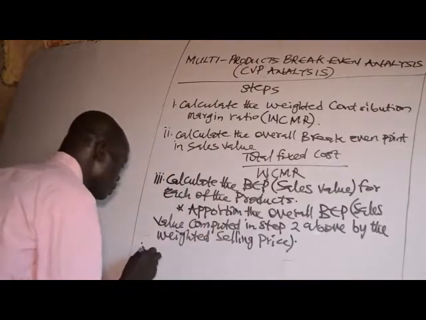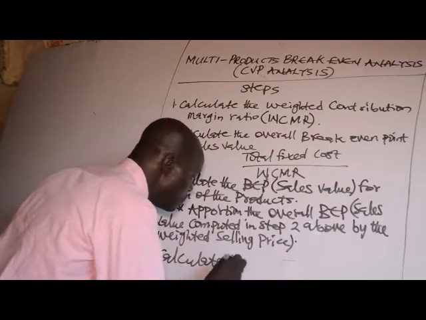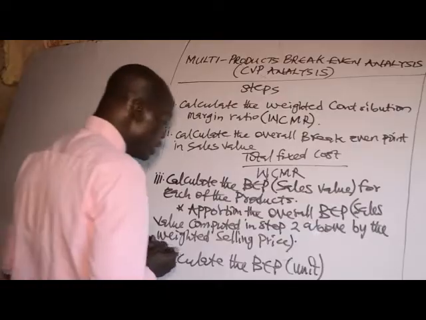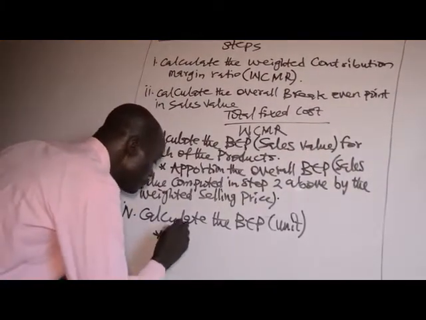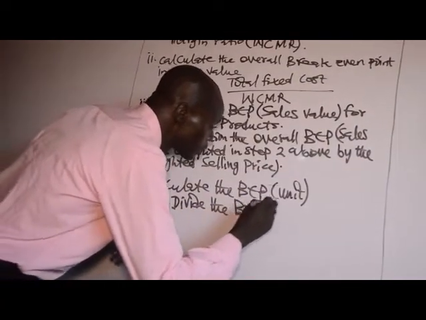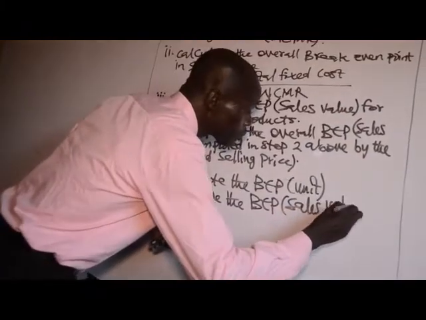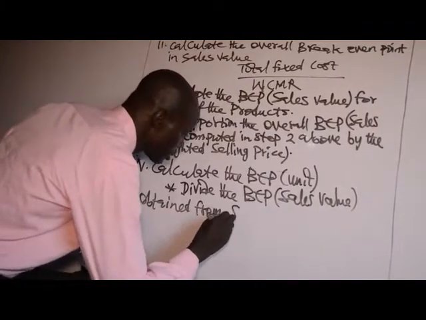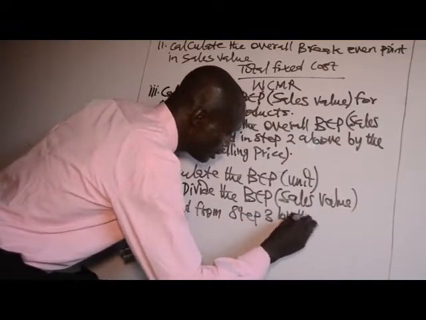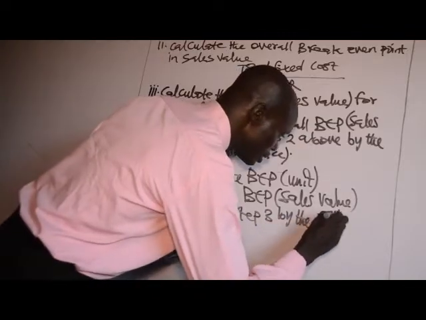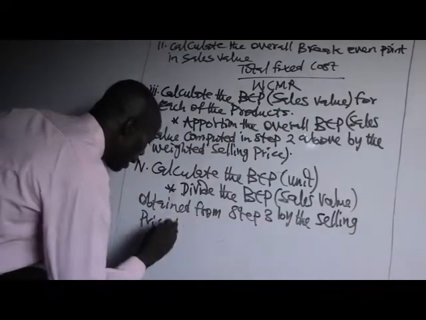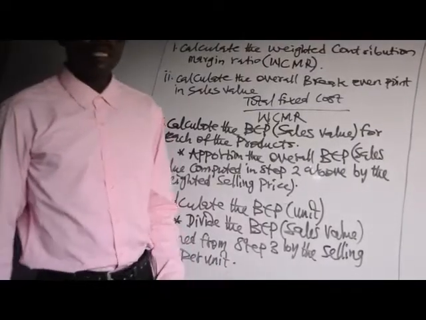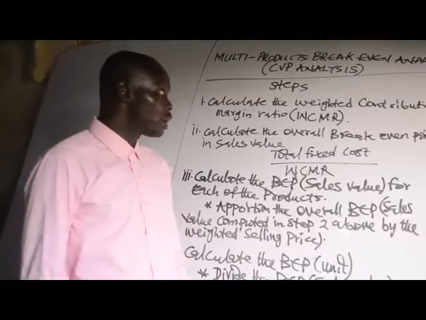Step 4: Calculate the BEP in units. To calculate the BEP in units, divide the BEP in sales value obtained from step 3 by the selling price per unit. These are the steps for calculating the break-even points for the multi-product company.